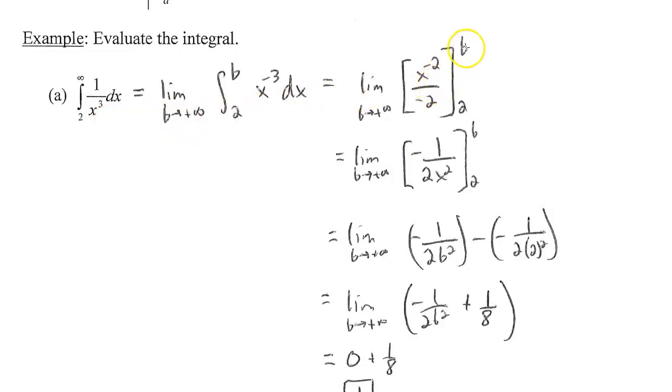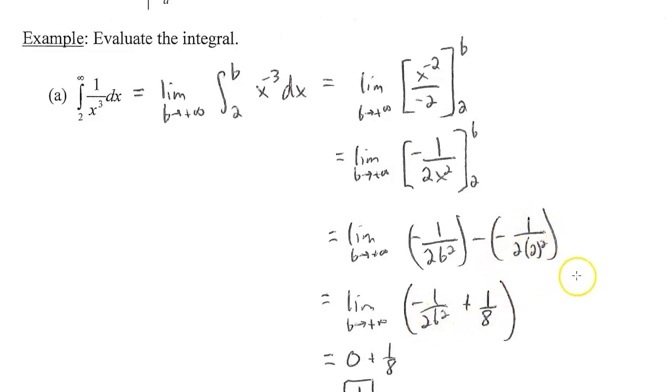Before we plug in the b and the 2, let's simplify this. The x to the negative 2 in the numerator can become an x to the positive 2 down here, and this negative can come out in front of the fraction. If we plug in b and then subtract what we get when we plug in 2, we get negative 1 over 2b squared minus a negative 1 over 2 times 2 squared. Don't forget both of these negatives. It's a minus minus. So what we get is negative 1 over 2b squared plus 1/8.